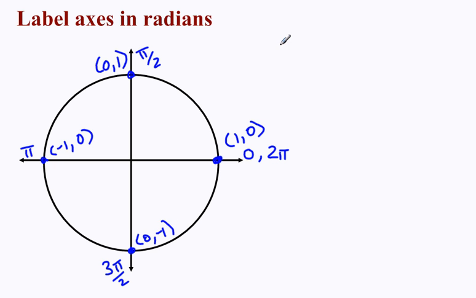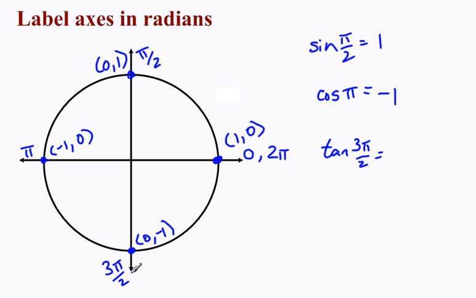And this allows us to do things like this. If I asked you for the sine of pi over 2, we would come over here and say, well, the sine is the y coordinate, which is 1. So I've got 1. If I asked for the cosine of pi, I would go over here to pi. Cosine is the x coordinate. It's -1. If I asked for the tangent of 3 pi over 2, I would go down here to 3 pi over 2, and I'd take y over x, -1 over 0, and I'd say, well, I can't divide by 0, so that answer is going to be undefined.